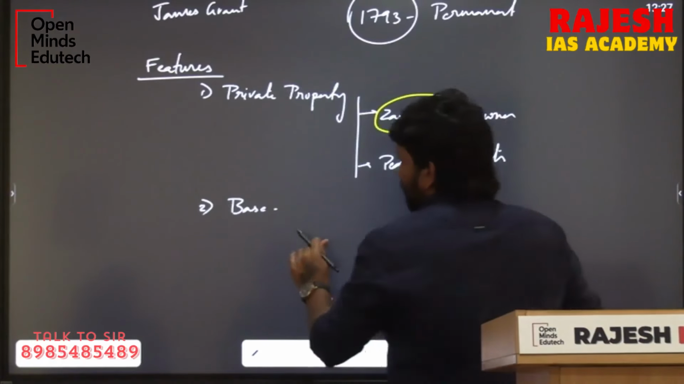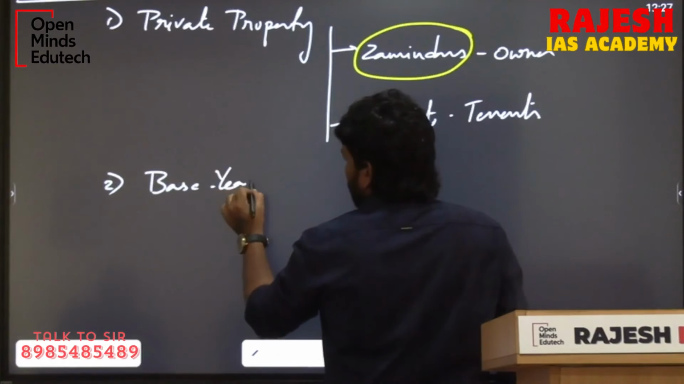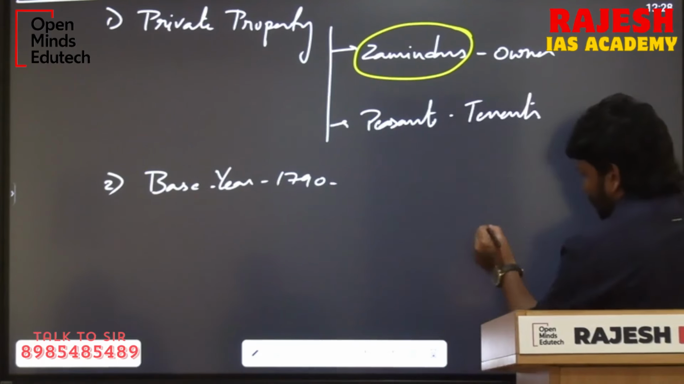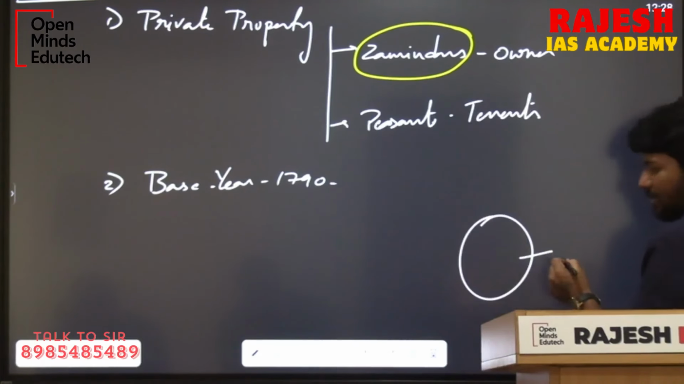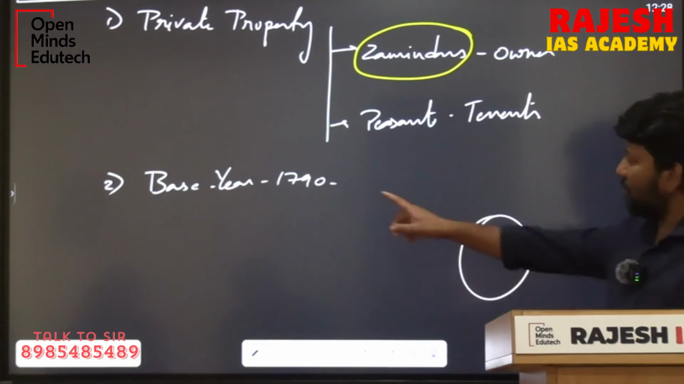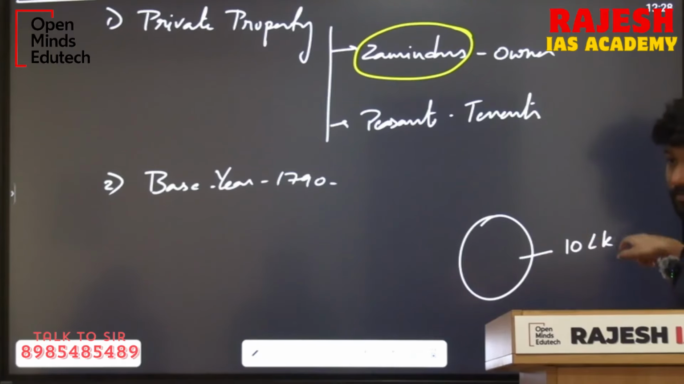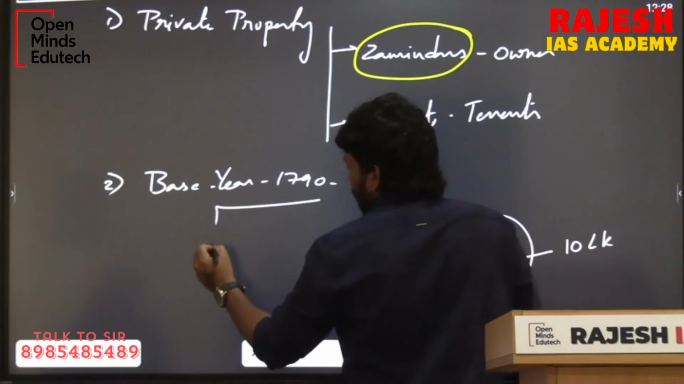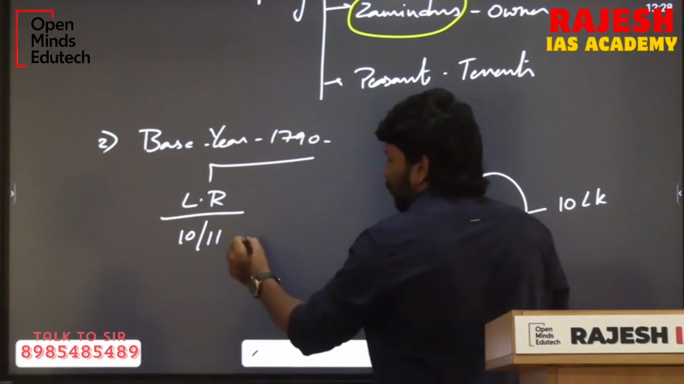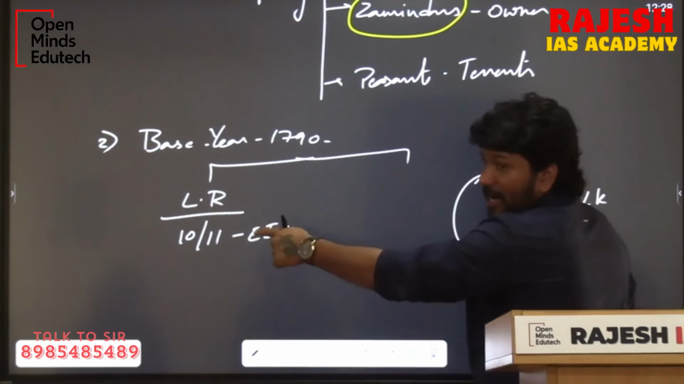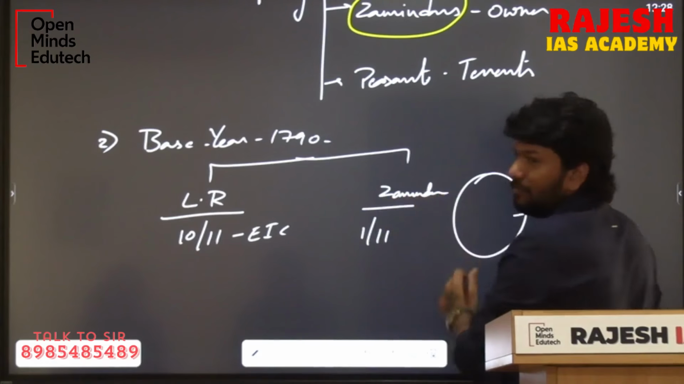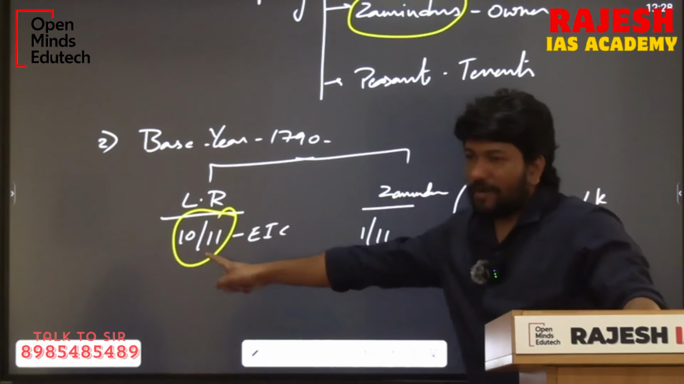Next, they fixed a base year. 1790 is the base year, whatever revenue was collected in that year. Suppose this is the land I have, and I am the jamindar of this land. During this year, 10 lakhs revenue was collected. So this is the base year, with 10 lakhs collected from this area. Out of these 10 lakhs, he has to pay 10/11th as land revenue to the East India Company. The remaining is with the jamindar.